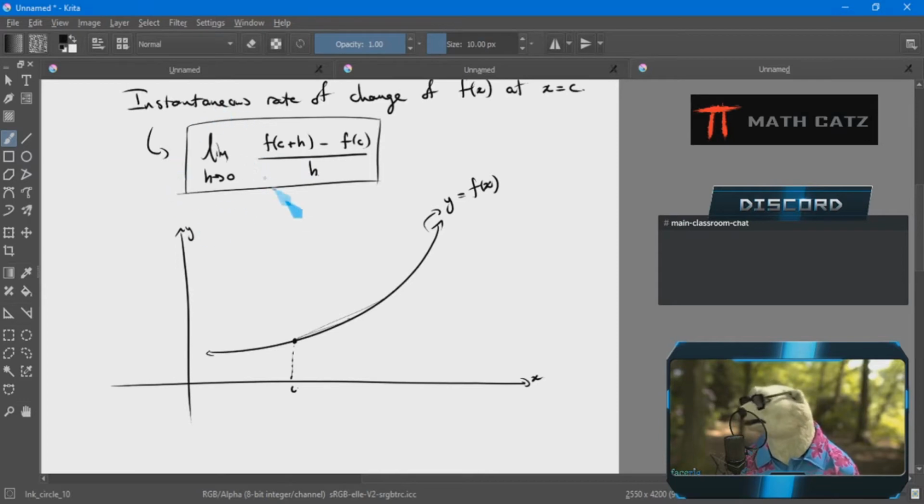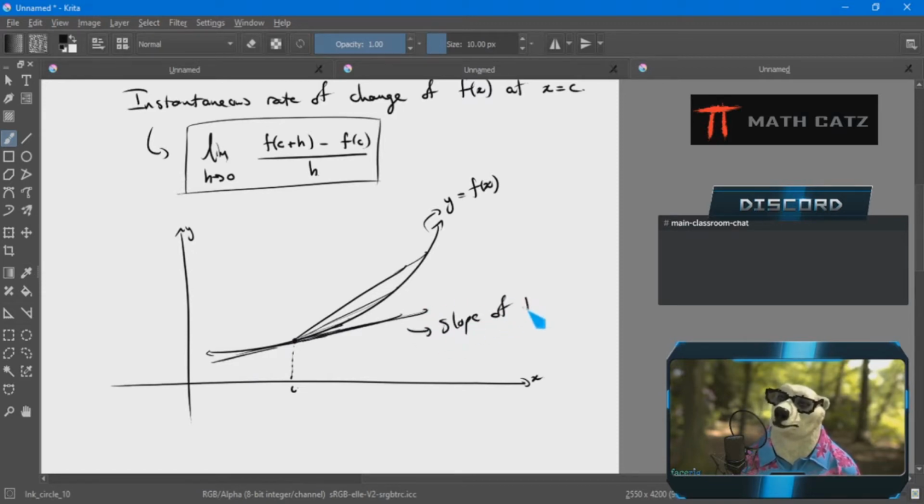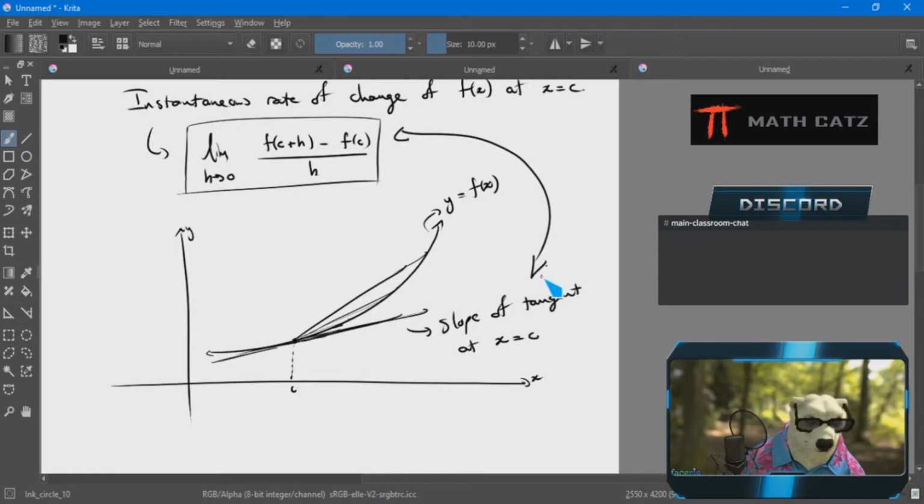Hence, we look at the behavior and see which way these secant lines are headed. So a secant line has a slope, change in y over change in x, as we let this window change. What we end up with then is the slope of the tangent line at x equal to c. So this limit definition graphically is interpreted as the slope of the tangent line at the x value in question. Very important.